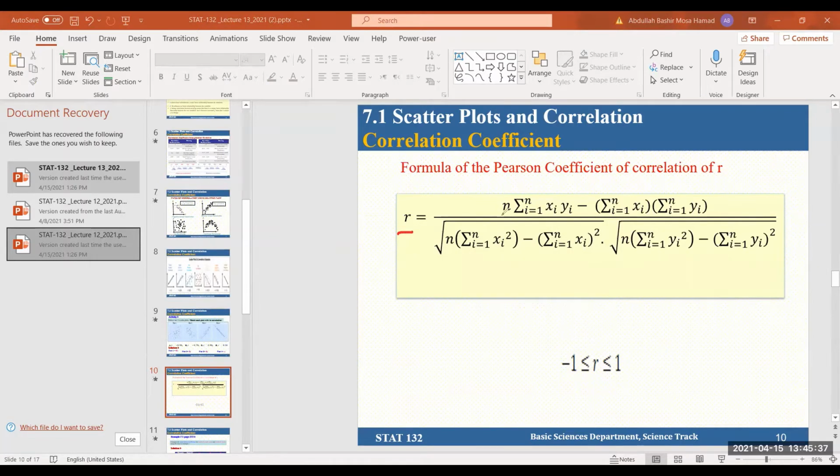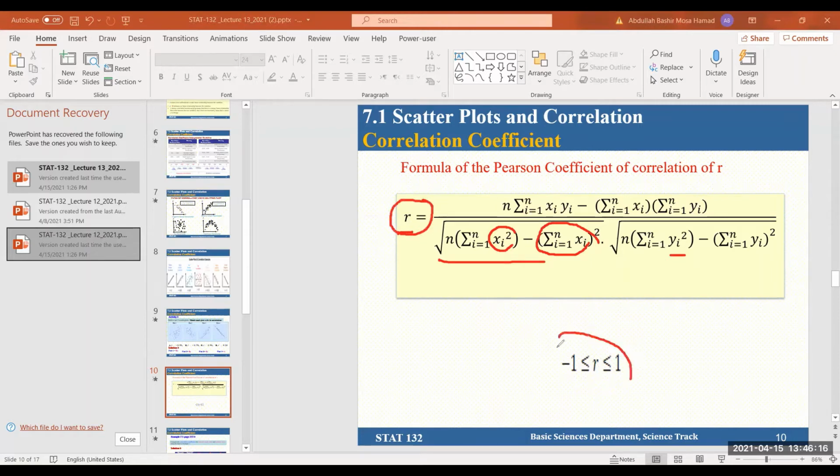Correlation coefficient R equals n summation xy minus summation x multiplied by summation y, over the square root of [n summation x squared minus (summation x) all squared] multiplied by the same thing, but instead of x we use y: [n summation y squared minus (summation y) all squared]. Before I go to compute this, let's see the properties of R.